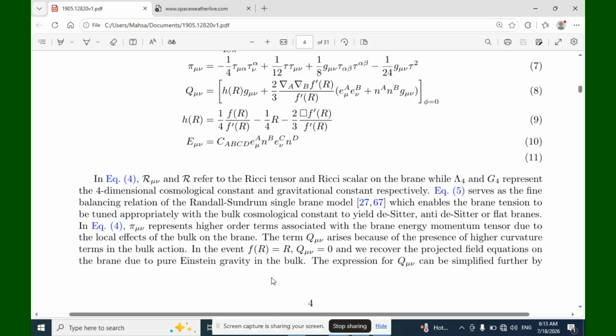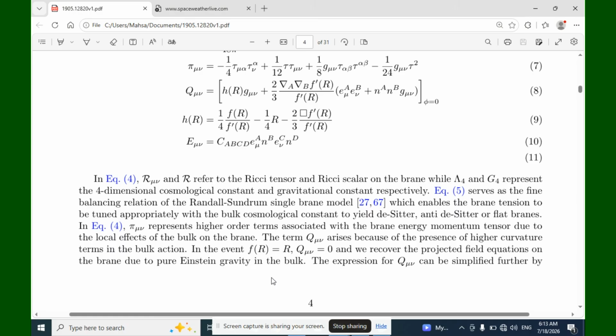In equation 4, R_μν and R refer to the Ricci tensor and Ricci scalar on the brane, while Λ4 and G4 represent the four-dimensional cosmological constant and gravitational constant respectively. Equation 5 serves as the fine-tuning balancing relation of the Randall-Sundrum single brane model, which enables the brane tensions to be tuned appropriately with the bulk cosmological constant to yield the de Sitter, anti-de Sitter or flat brane. In equation 4, P_μν represents higher order terms associated with the brane energy momentum tensor due to the local effects of the bulk on the brane.